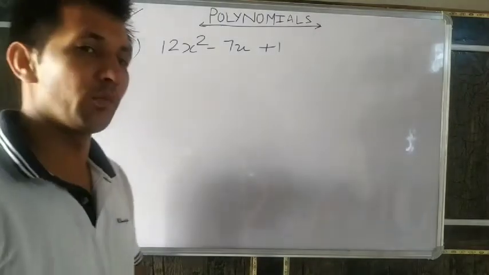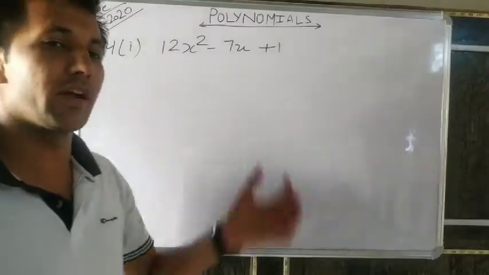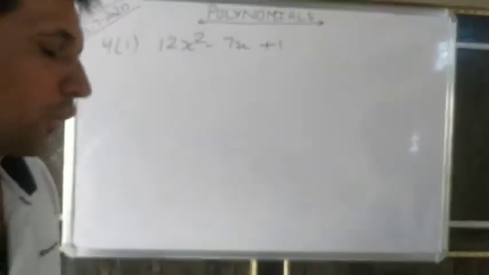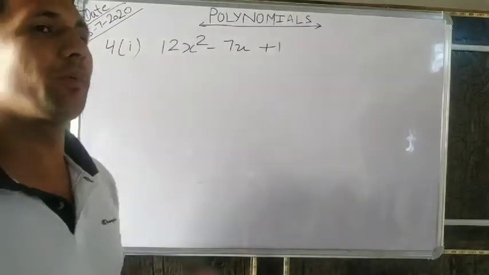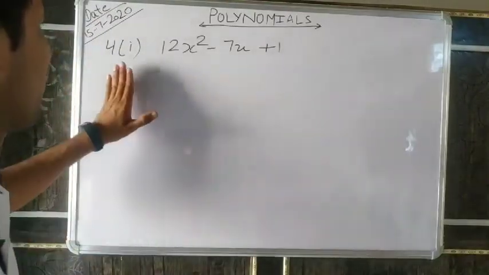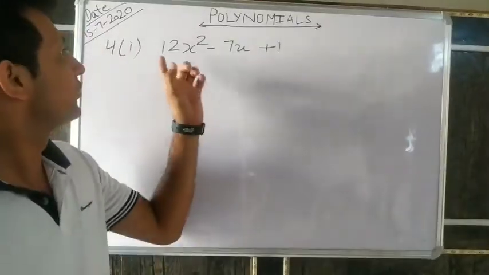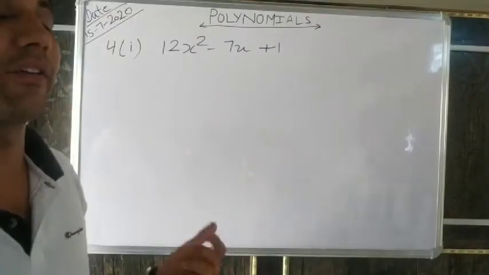Hello, good morning students. Today we will learn how to factorize a quadratic polynomial and a cubic polynomial. Factorizing a quadratic polynomial we already learned in 8th class. Question number 4 of Exercise 2.4, first part: factorize 12x² − 7x + 1.